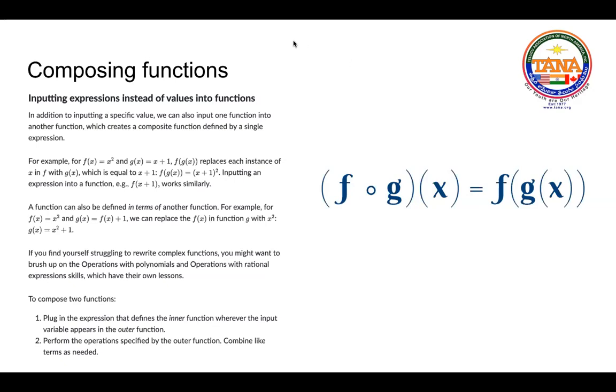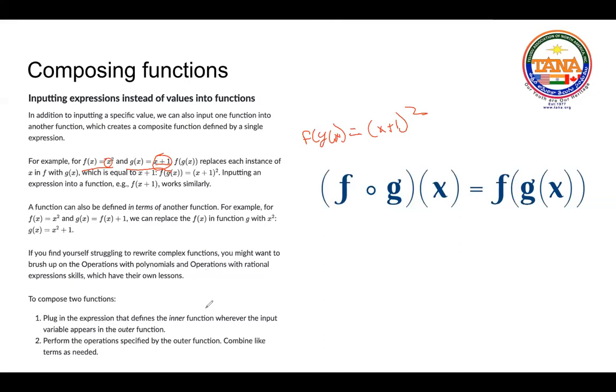As I wrote here, for example, you have f of x equals x squared and g of x equals x plus 1. F of g of x basically replaces all instances of x within f of x, right here, with whatever g of x is, which is x plus 1. So f of g of x is in this case x plus 1 squared, because you're taking whatever g of x is and putting it wherever x is mentioned in f of x.